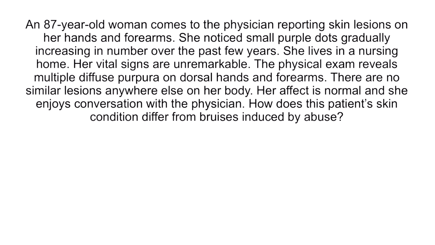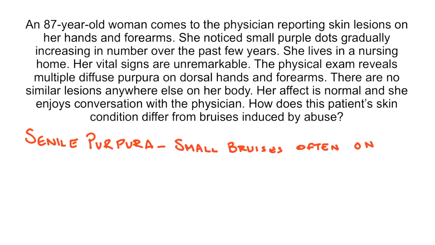Okay, so you've got this elderly patient with diffuse purpura localized on the dorsal hands and forearms, and there are no other signs elsewhere on her body, and she has a normal affect. So those findings altogether make elderly abuse less likely and actually favor the diagnosis of senile purpura. And recall that senile purpura is caused by dermal atrophy, which can lead to fragile blood vessels. And that's actually a normal finding in the elderly population. However, it is important to be able to distinguish this senile purpura from bruises induced by abuse.